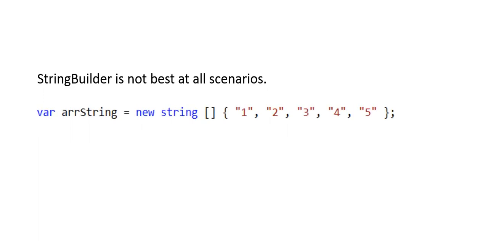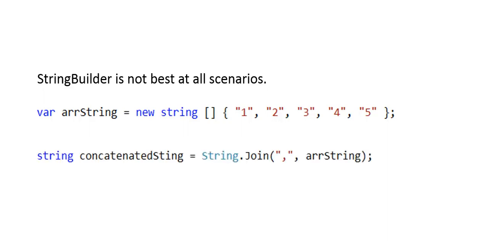Here I have an array of strings. If I want to join these strings using some delimiter, then I can use string.Join. Here my array just contains 5 elements. For the example, we can have thousands of elements.